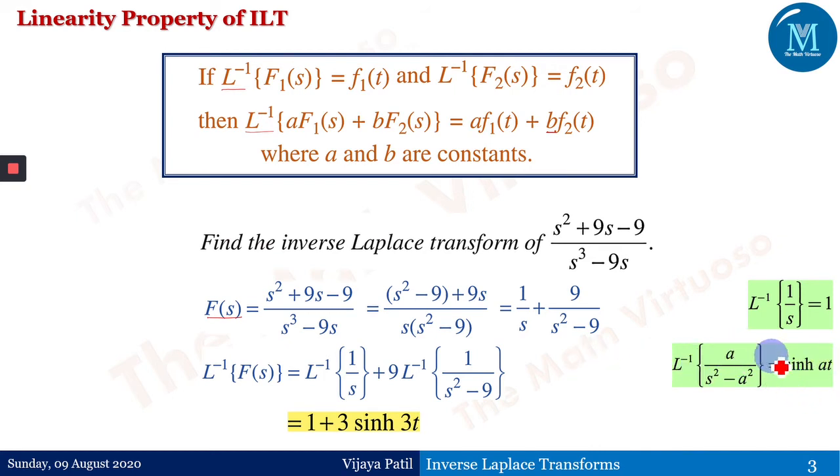As I have told you in the previous session also, this a you can take in the denominator. What is a over here? It's 9 here, so my value of small a is equal to 3, since it is 3 square. Therefore it is 9 by 3 L inverse of 1 upon s square minus 9, and L inverse of this will give me sine hyperbolic 3t. Therefore it is 9 by 3 sine hyperbolic 3t, and this is 1 plus 3 times sine hyperbolic 3t.